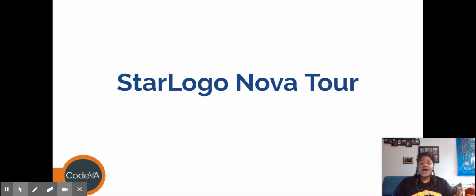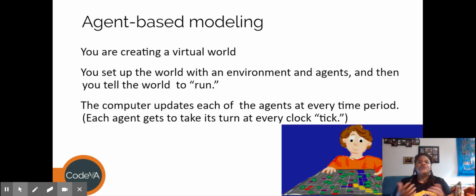Now, whether you've been coding for a while, just started coding, or it has been a little while since you've coded, StarLogo Nova is a great way to enter your students into coding. It's a web-based computer software that will help them not only understand the fundamentals of coding, but also solve real world problems. And we're doing this by creating a virtual world.